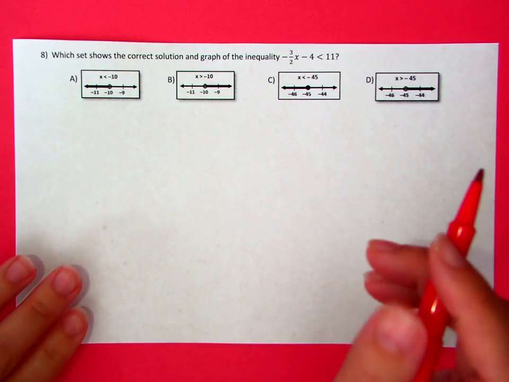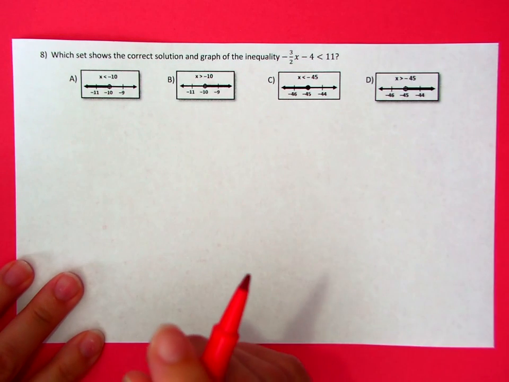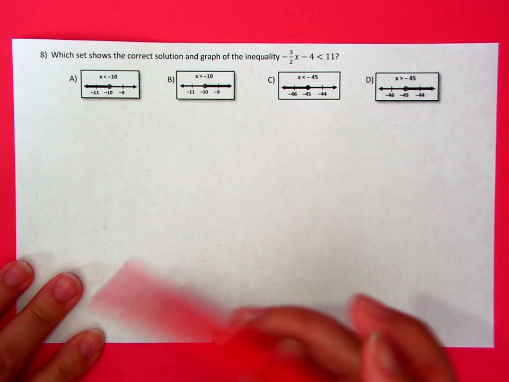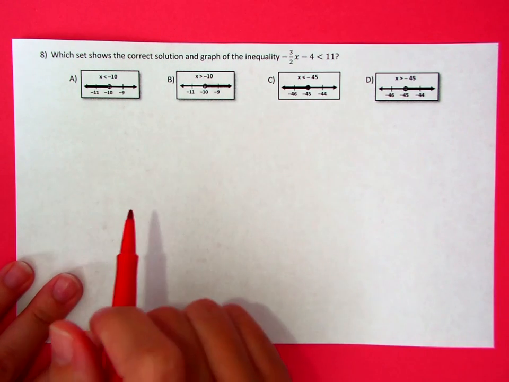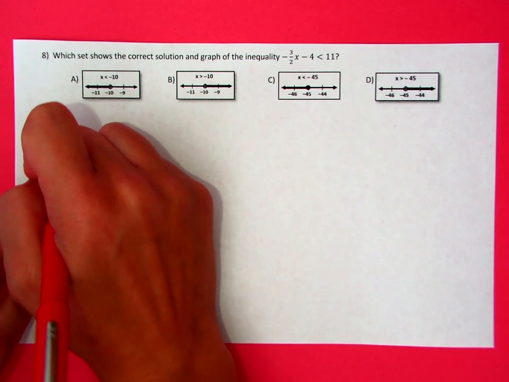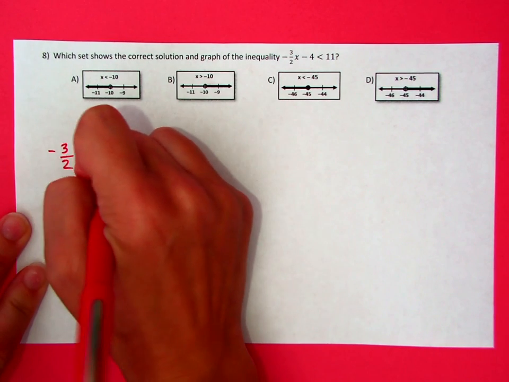This is number 8. Which set shows the correct solution and the graph of the inequality that you see here? So what we need to do is take this inequality and solve for x.